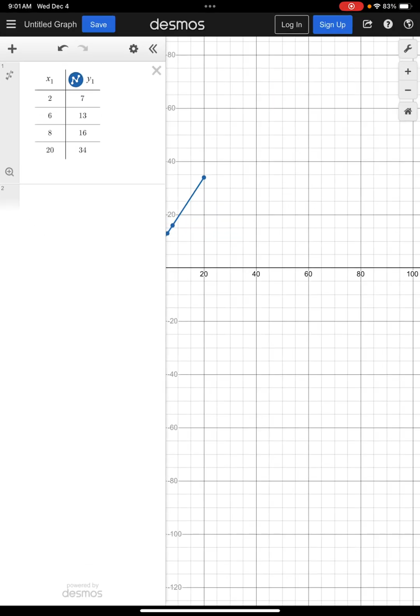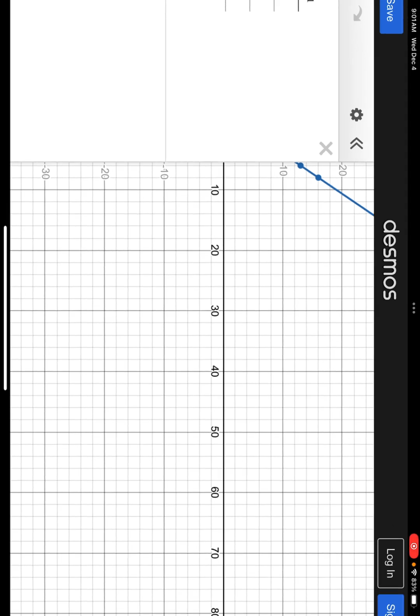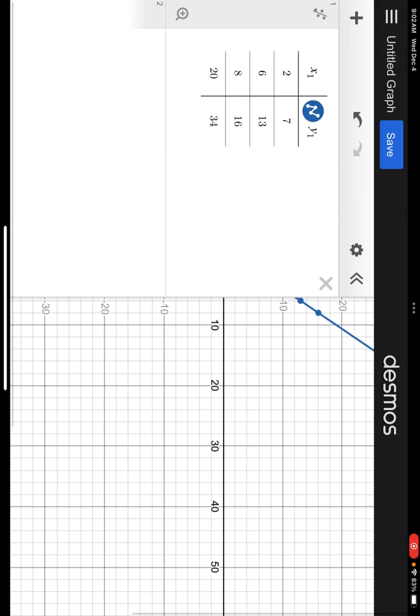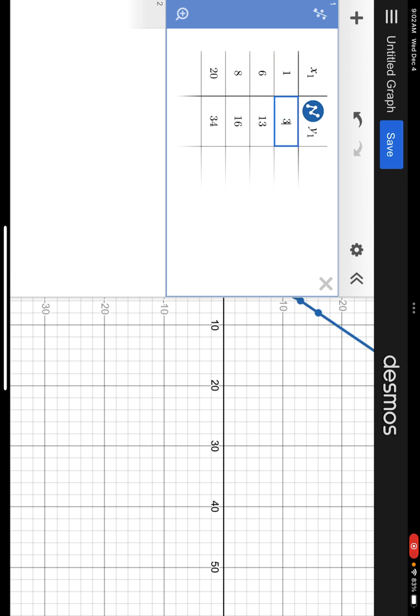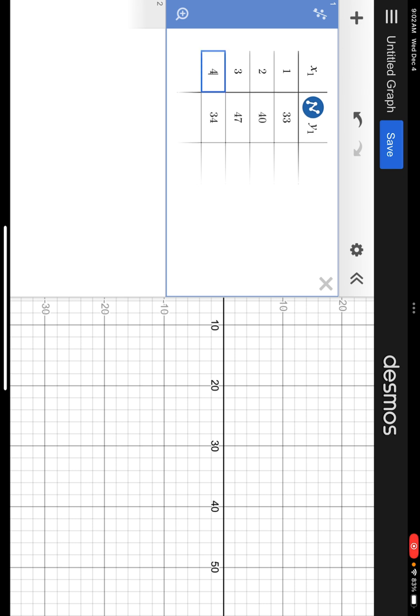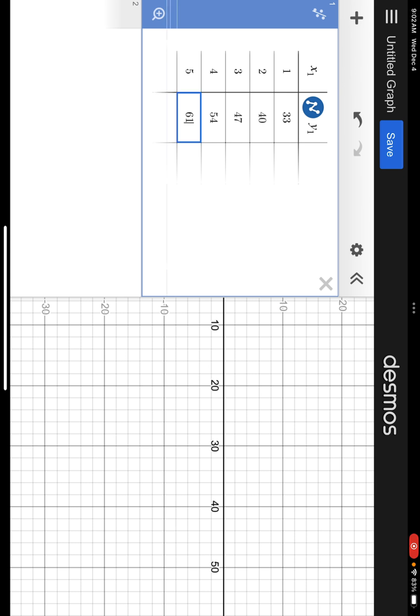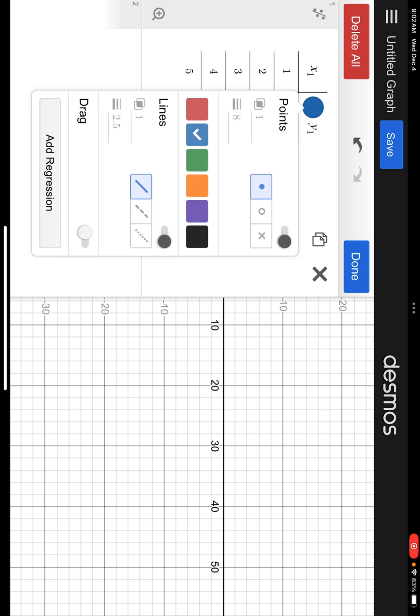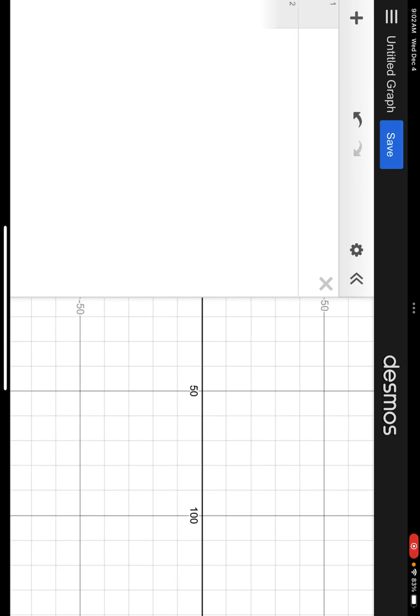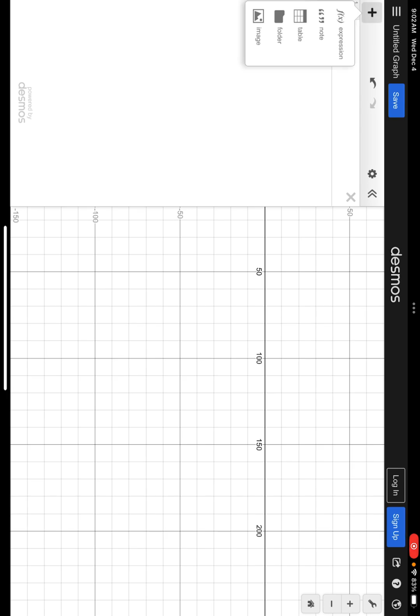Let me zoom that back out again so I can see it. So I'm gonna go ahead and change my table to match that to see if I get a straight line. So this is gonna be 1 and 33. Then this is gonna be 2 and 40. Then this is gonna be 3 and 47. And this is gonna be 4 and 54, 5, 61, okay? Press my gear, press my line, make sure my line is turned to on, which it is, okay? Oh, I just deleted it. And then you would zoom out to see if it actually made your line.